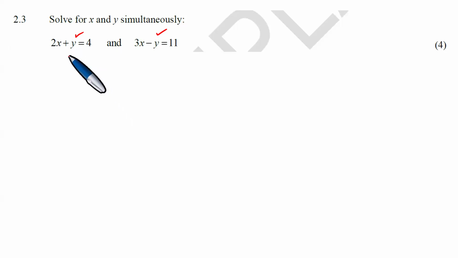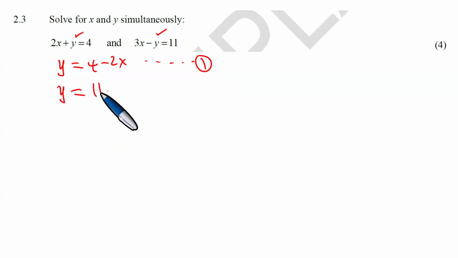So what do we write? Y equals 4 minus 2x. Well done. So we just transpose the 2x, and then it became -2x, right? Next, what do we do? Equation 1. Okay, good. And then it has to be negative. Positive y equals 11 minus 3x.